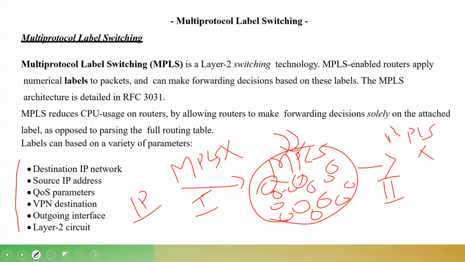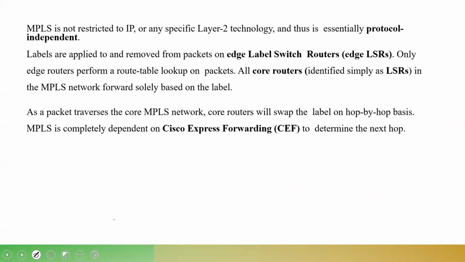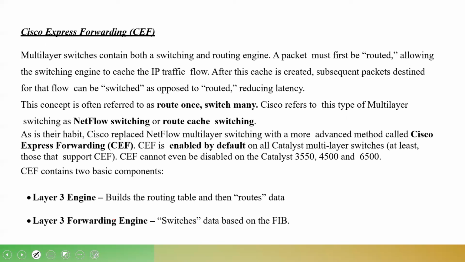And again, we'll see in upcoming sections there are various parameters that we will learn. So you can impose a label based on destination IP, source IP, QoS parameter, VPN destination, outgoing interfaces, layer 2 circuits. Okay, so this is the MPLS technology. The first point is that it is taking a decision based on the labels, so the software cycle or CPU process utilization will be less.